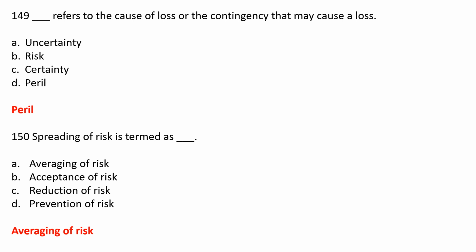Spreading of risk is termed as dash. Option A, averaging of risk; option B, expectation of risk; option C, reduction of risk; option D, prevention of risk. The correct answer is option A, averaging of risk. So spreading of risk is termed as averaging of risk.